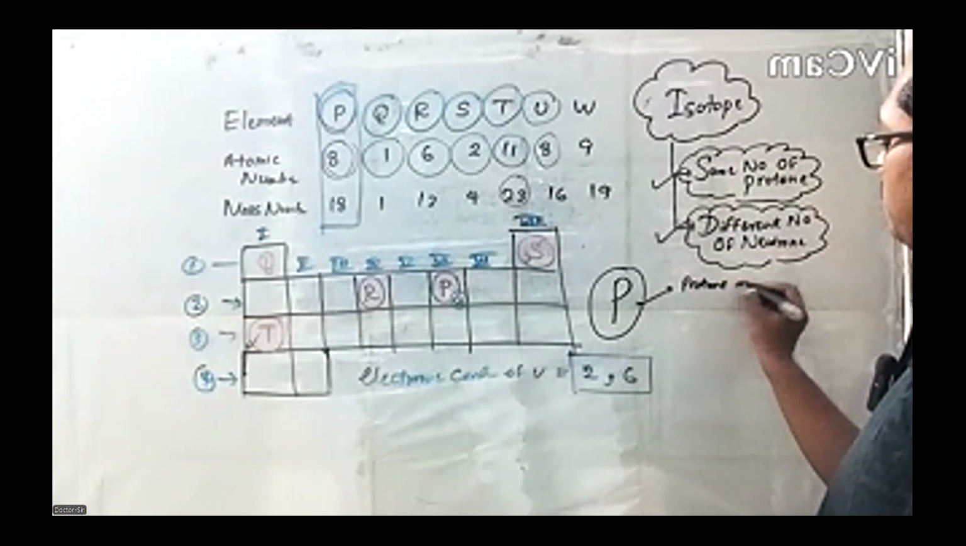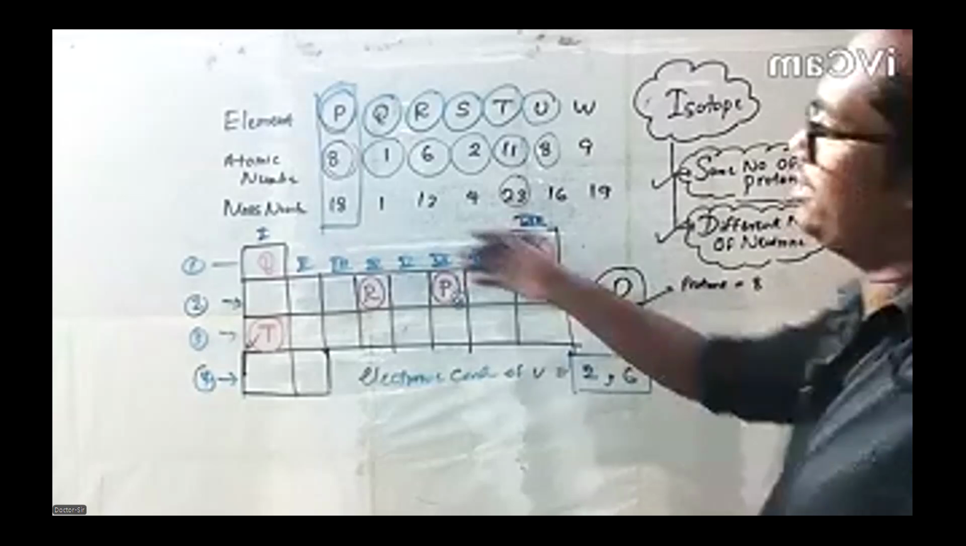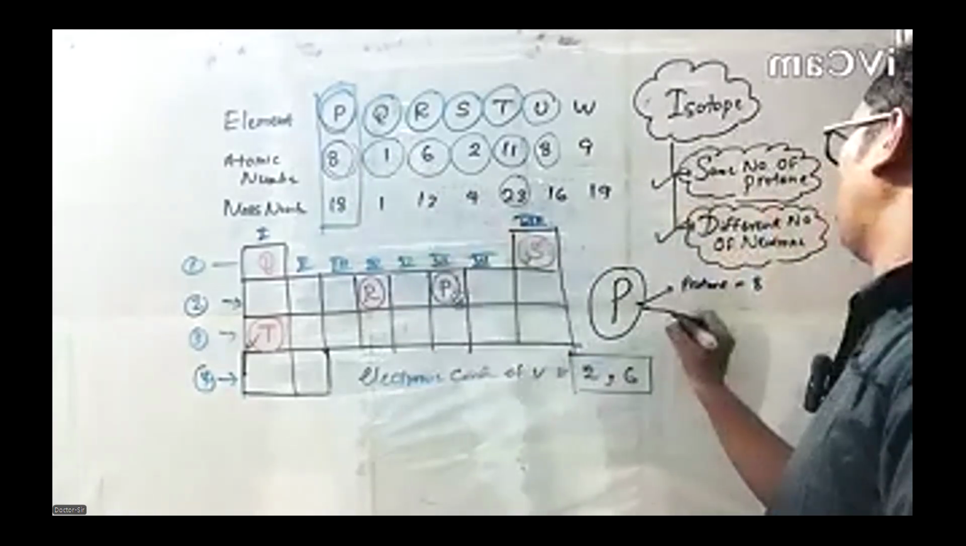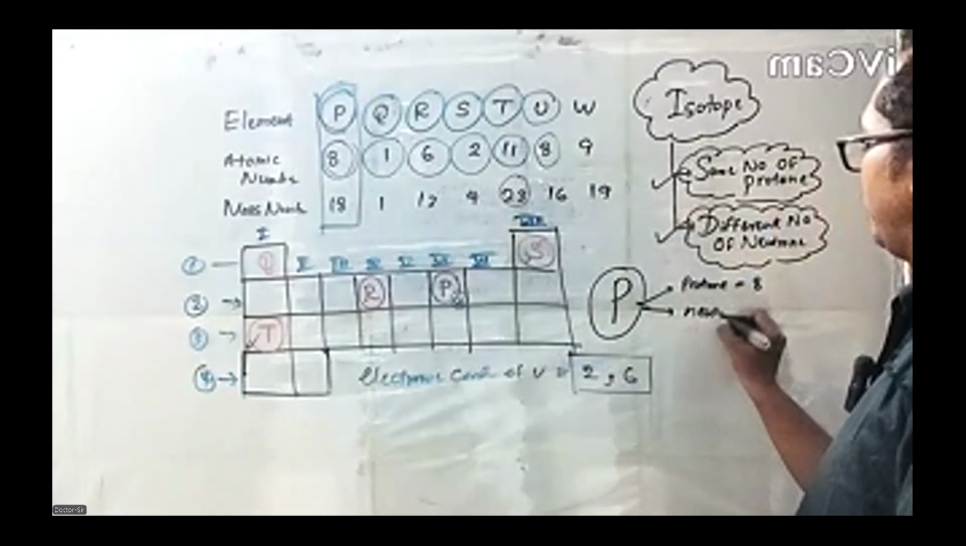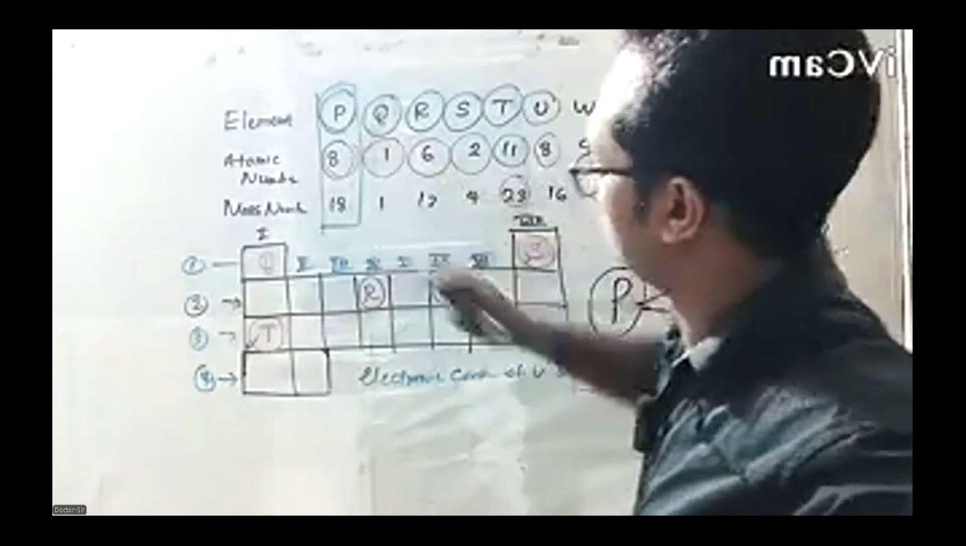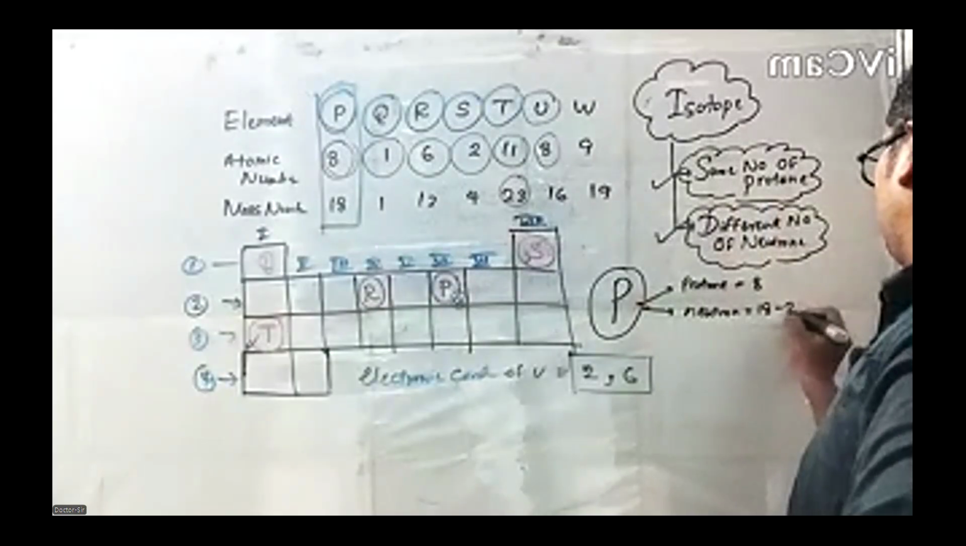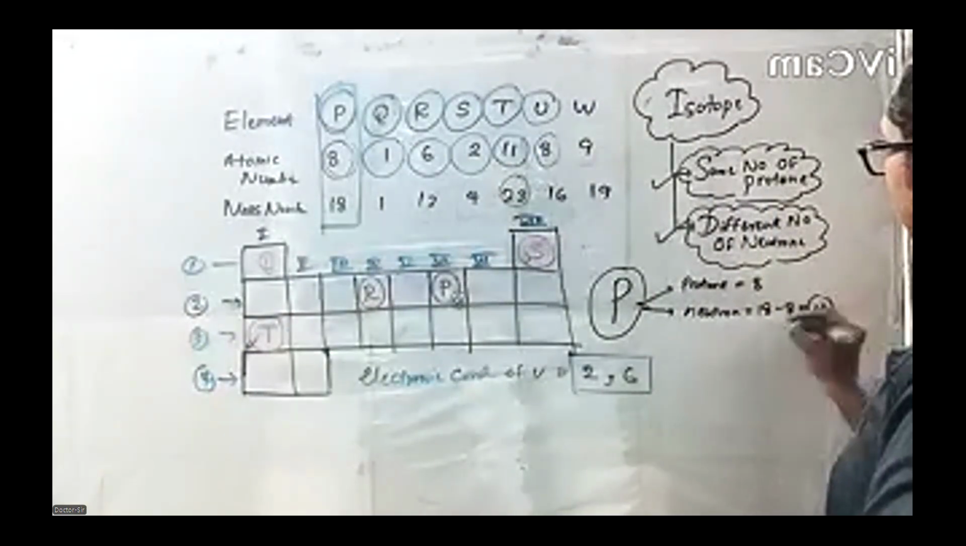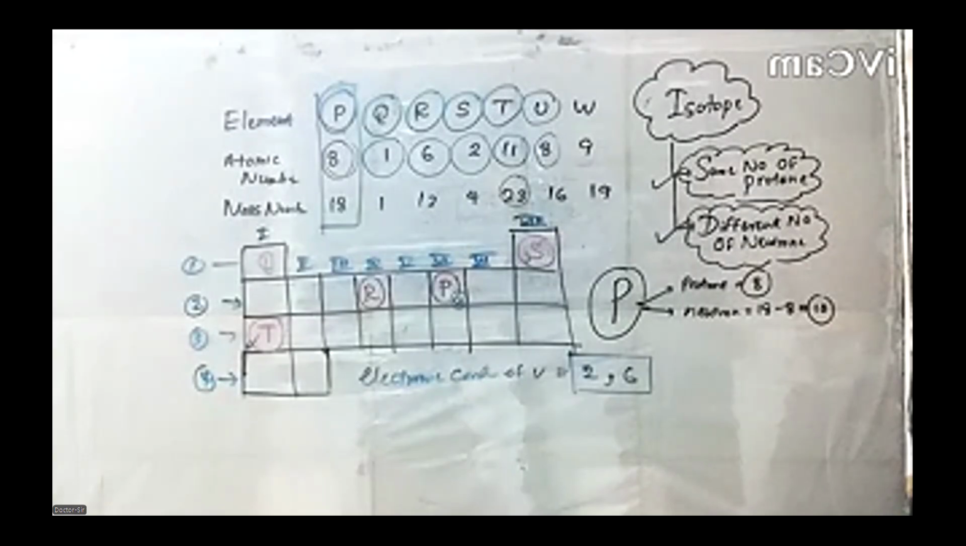Write down how much proton here: 8. Why? The atomic number is 8. So how much neutron here? No need to write down electron. Neutron: 18 minus 8 will give 10. Okay, so 10 and 8. This is about the P.